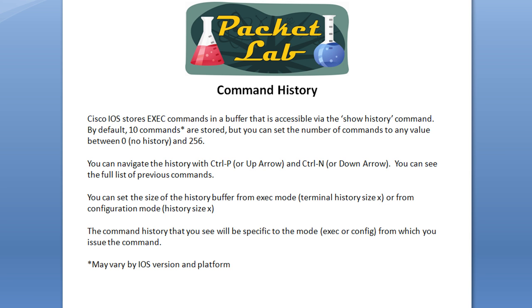By default, 10 commands are stored, but you can set this value to anything from 0, which basically disables the history buffer, up to 256 commands. Now, many of you have probably used the history buffer without actually knowing that you're utilizing it, and that's when you're on the CLI and you want to see a previously issued command. You use the up arrow or the Control-P as the keyboard shortcut for that to see commands that you've previously entered. You can use Control-N or the down arrow to scroll the other way as well.